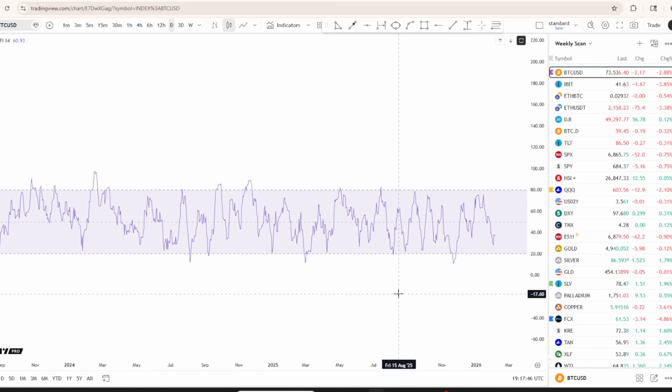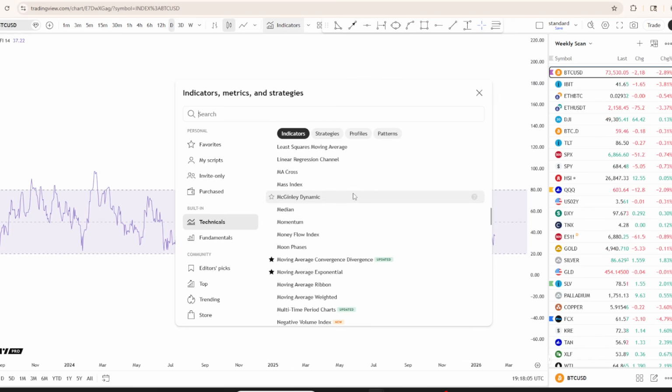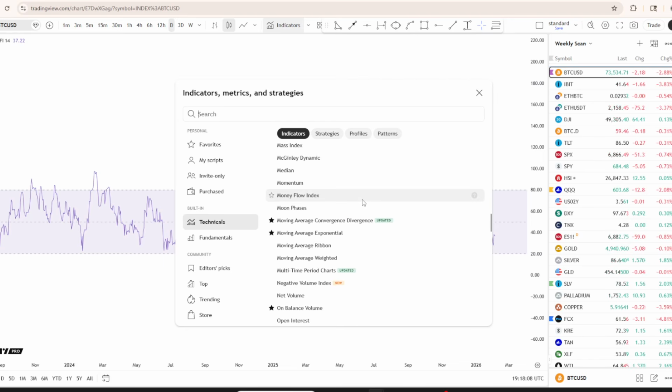So it's kind of interesting. This may work better in your system than RSI because it uses volume, and volume tells you where things matter. It's important for candlestick theory. It's important for everything. I'm a big proponent of using volume. So check out the MFI, the Money Flow Index. Again, indicators, and we go to technicals, and you scroll right down to Money Flow Index, right there, MFI.